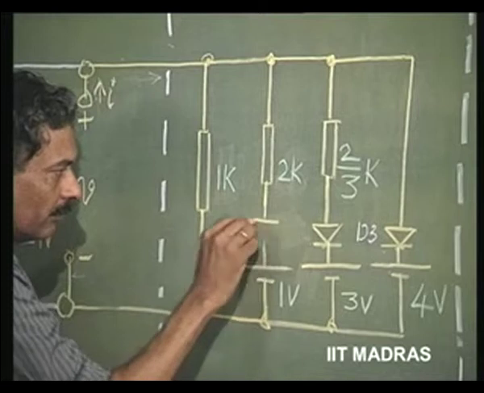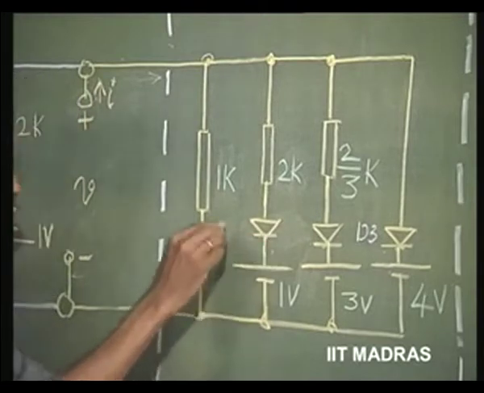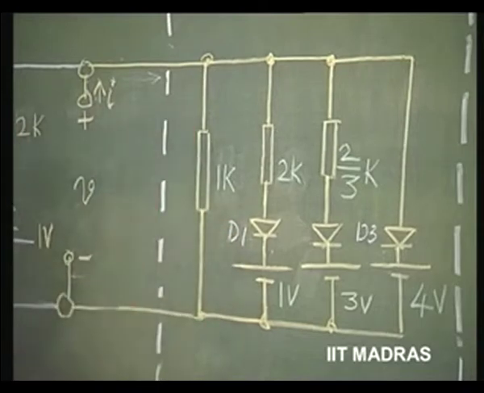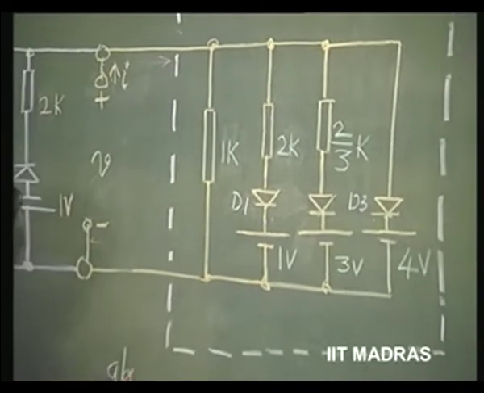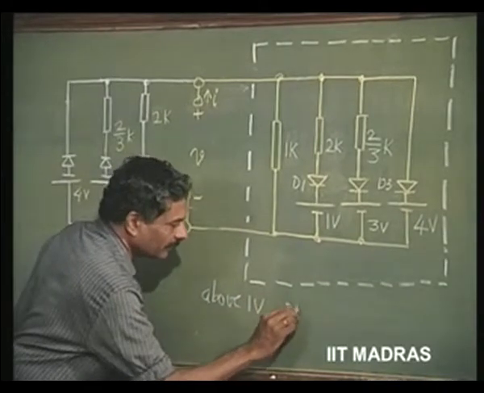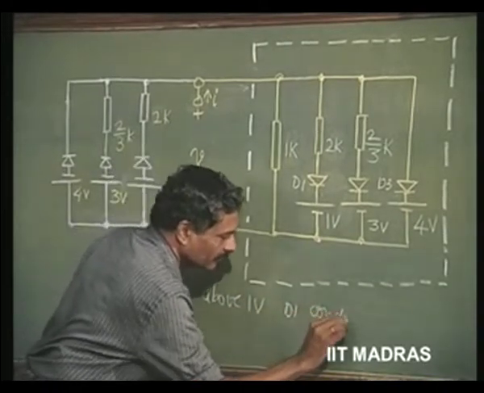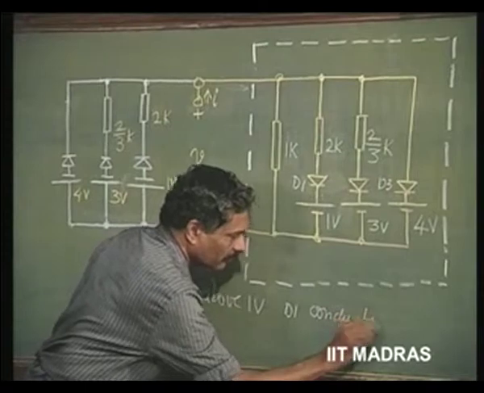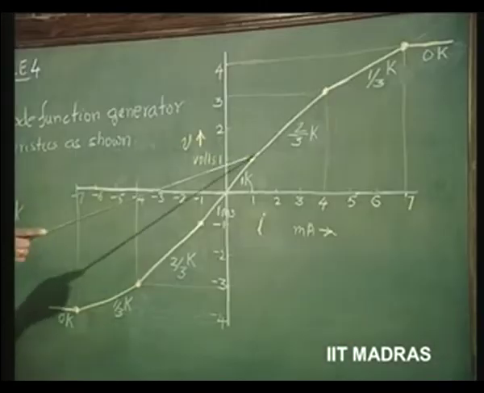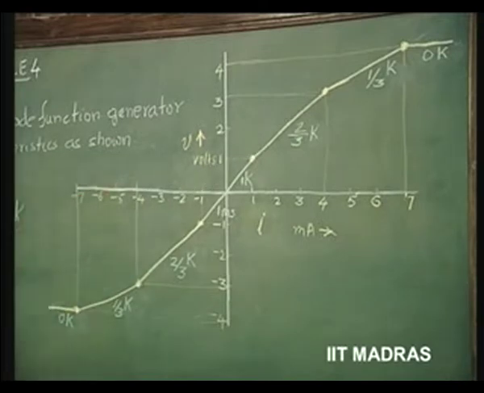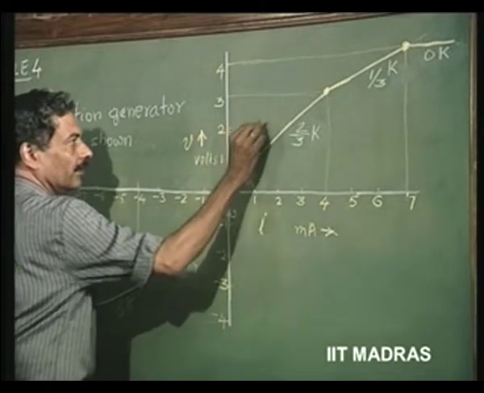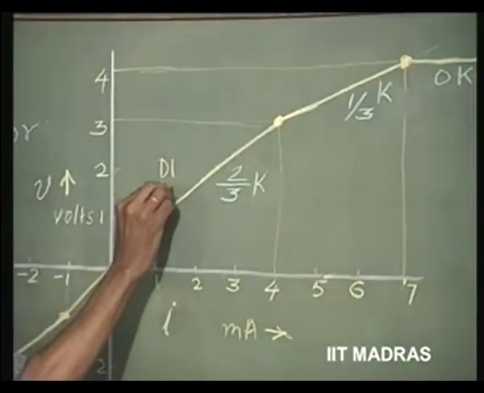Now, let us therefore say that above 1 volt D1 conducts. So, we can say here D1 conducts.